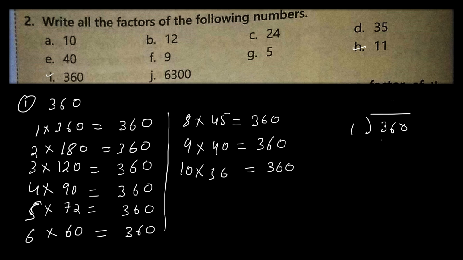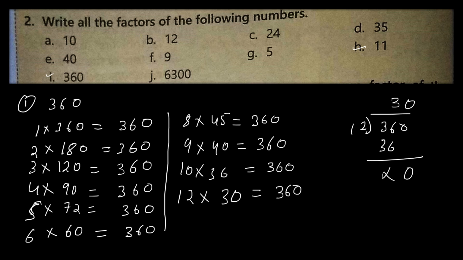Now we will try by 12. So 12 2s are 24, 3s are 36. 0. So this 0 will come down. So 12 multiplied by 30 is equal to 360. Now by 13 we will try.